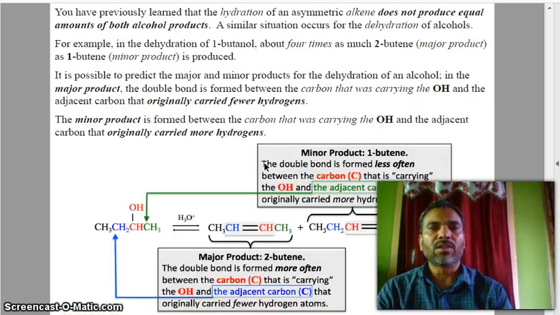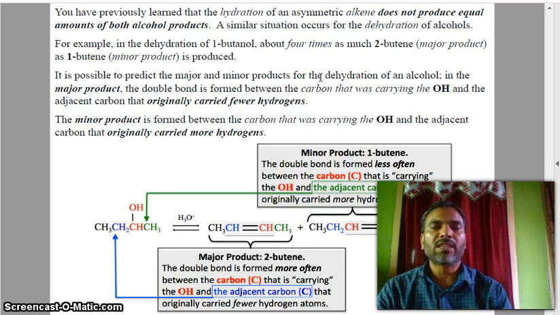Now which one is major? You have previously learned that hydration of an asymmetric alkene does not produce equal amounts of both alcohols. A similar situation occurs for the dehydration of alcohols. For example, in the dehydration of 2-butanol, about 4 times as much 2-butene, the major product, is produced as 1-butene, the minor product. It is possible to predict the major and minor products for the dehydration of an alcohol. In the major product, the double bond is formed between the carbon that was carrying the OH and the adjacent carbon that originally carried fewer hydrogens.